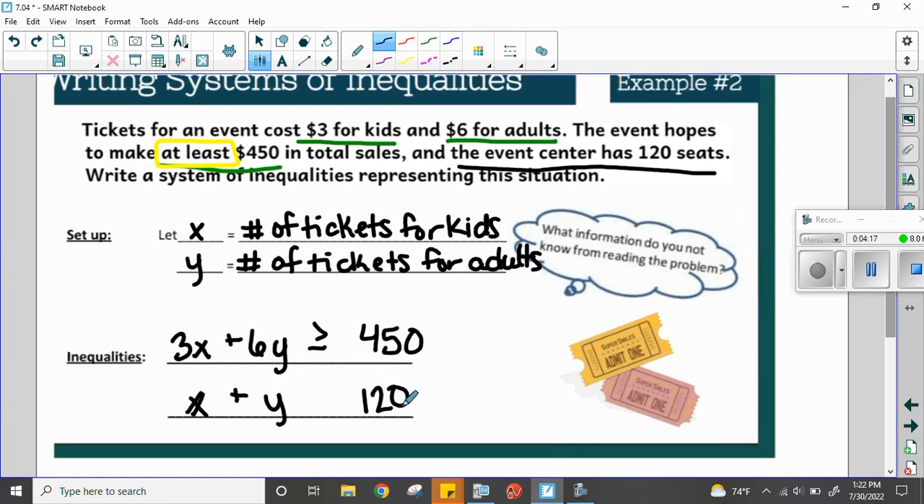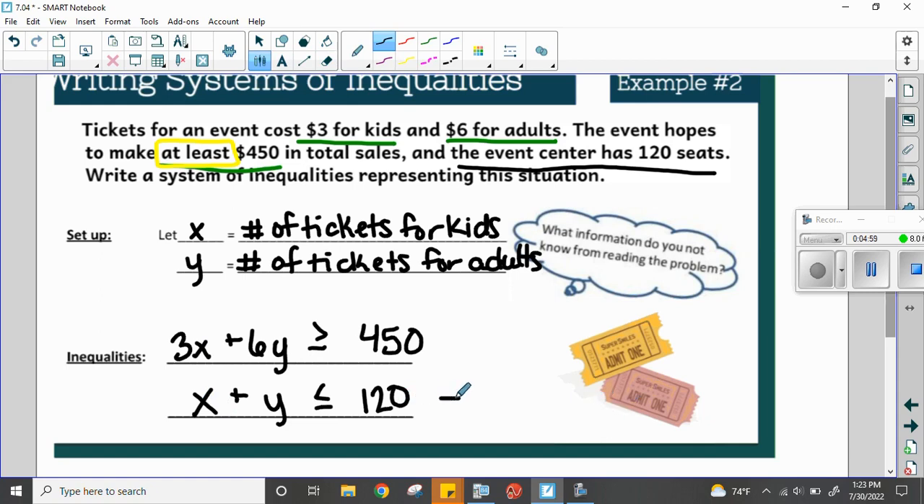If we're looking at an auditorium or an event center, and we know that we can only hold 120 seats or people, for our inequality symbol, do we want to use a greater than or a less than for that? Could I fit more than 120 people in a seat in this event center? No, I can only fit less than or equal to 120 people, kids and adults included.